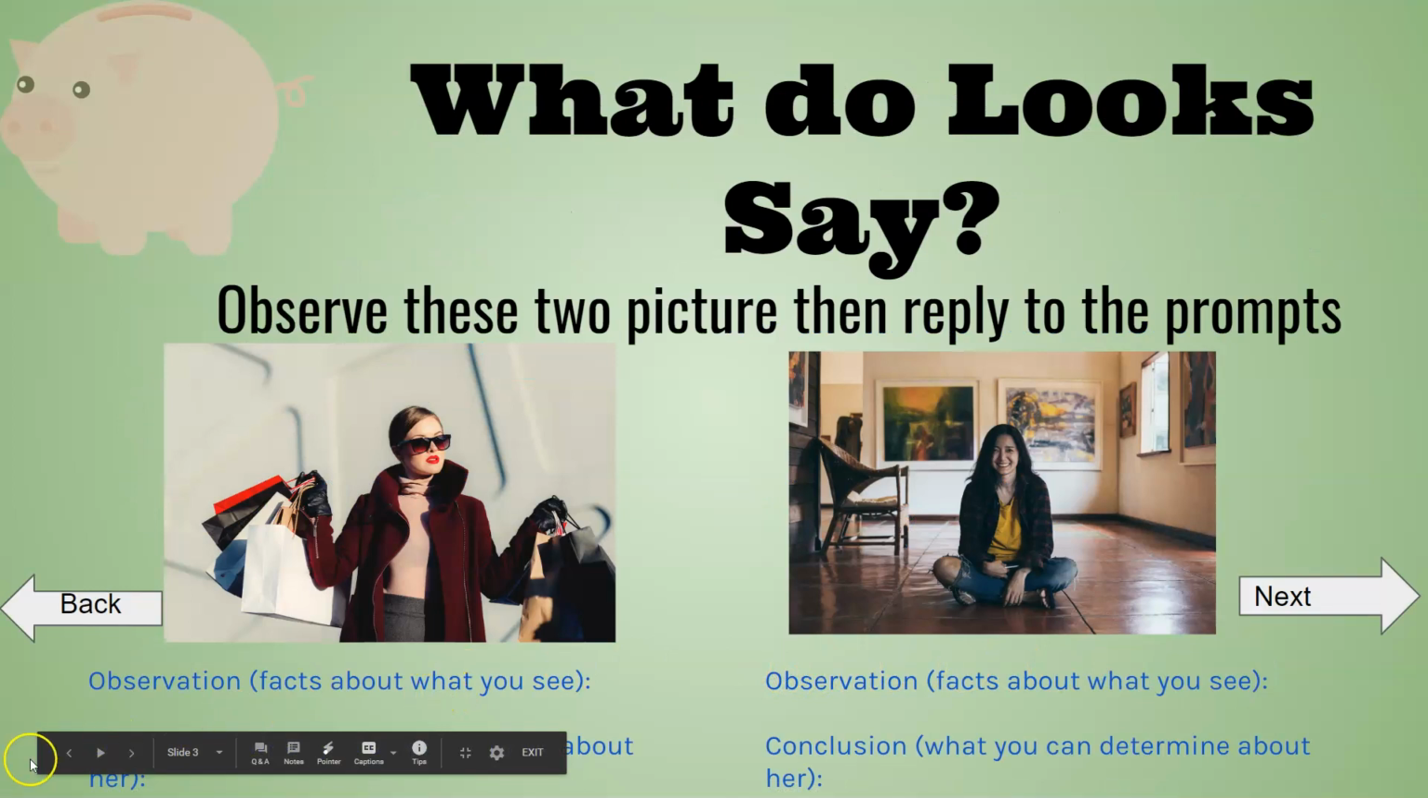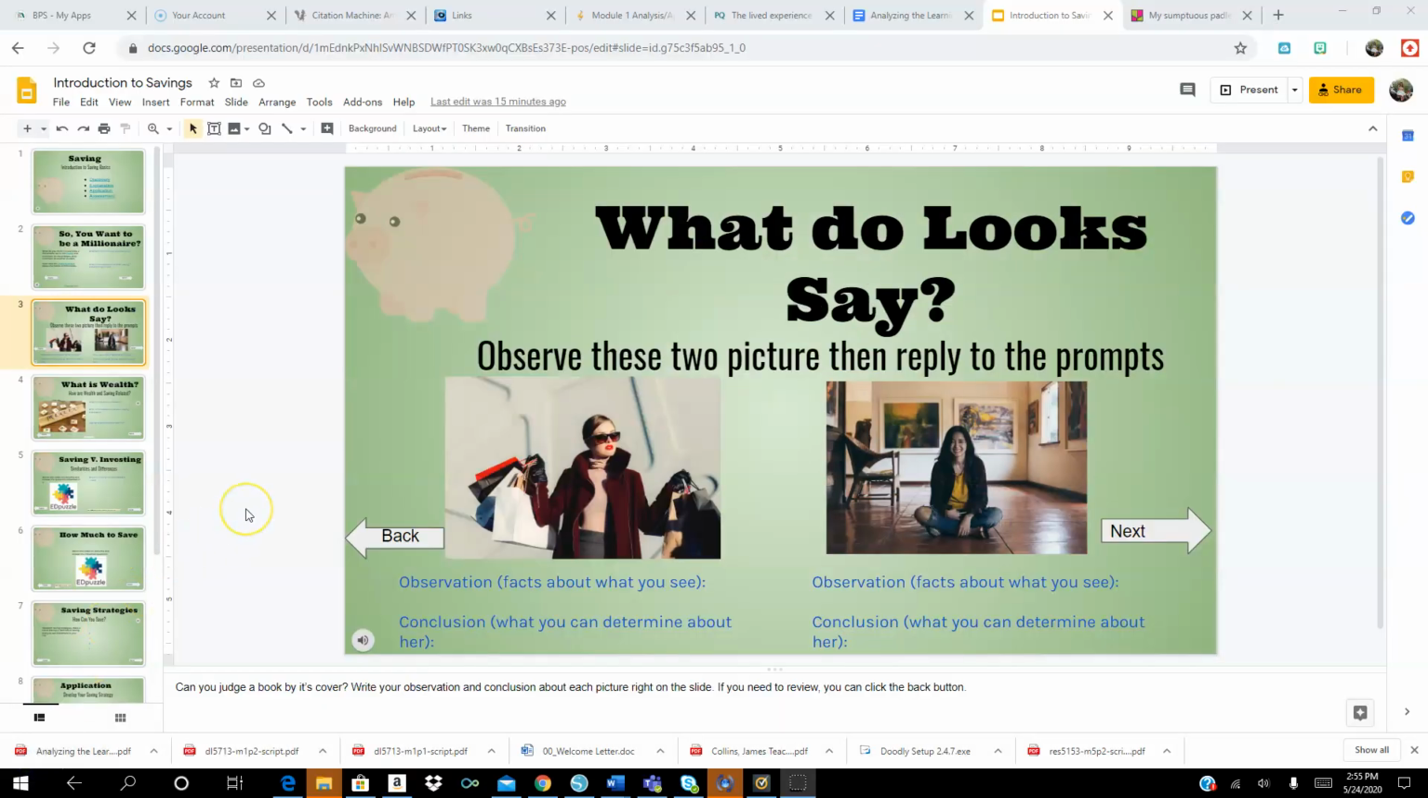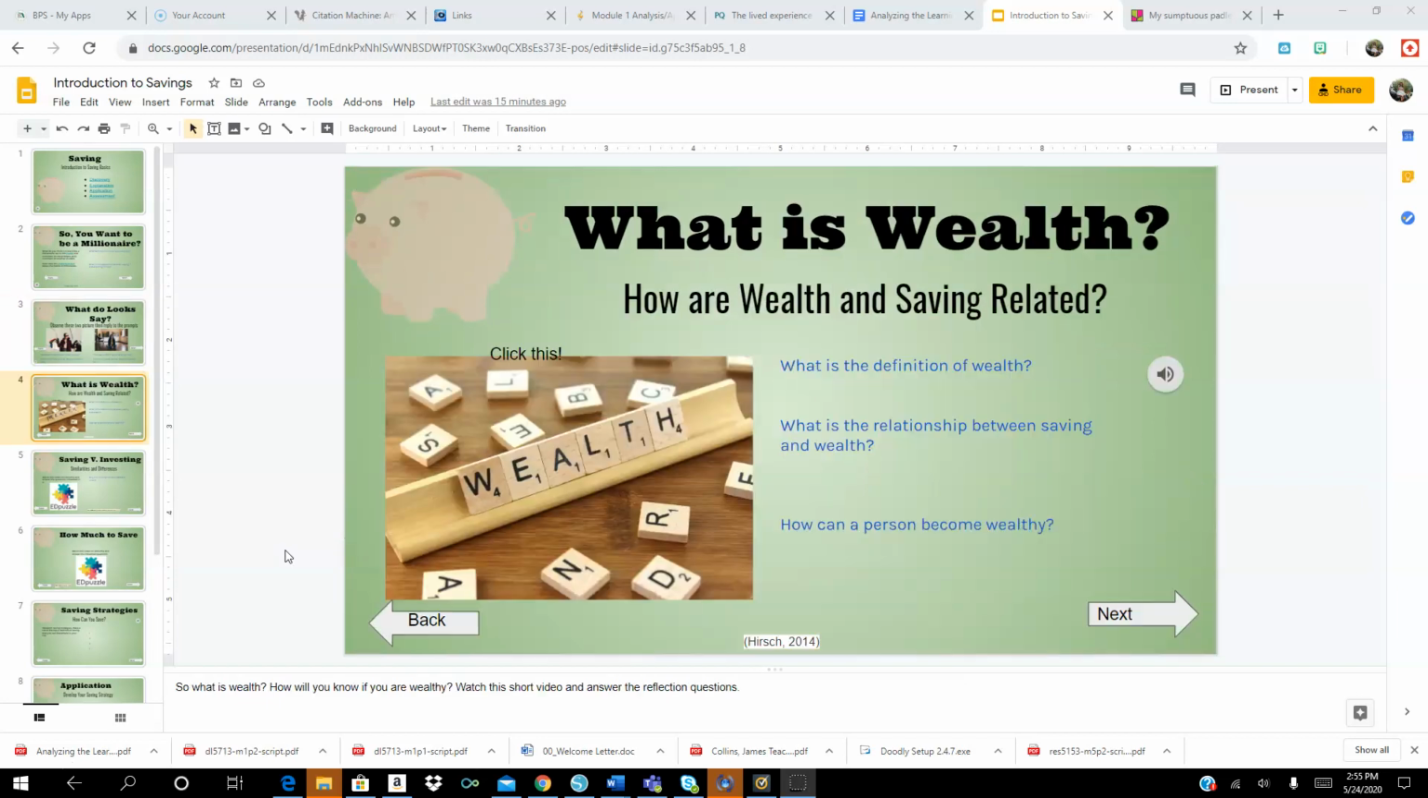Judge a book by its cover. In this slide, the students are just doing an observation, looking at pictures. What I like about using Google Slides for this one is the students can answer directly onto the slide, and they're not submitting multiple assignments back to me. This is where I've embedded a video. I tell the students here to click this, and it will go right to a YouTube video about what is wealth, and then they answer some questions on it.